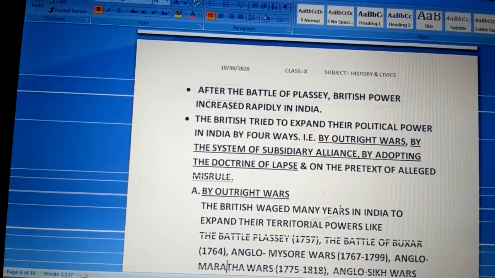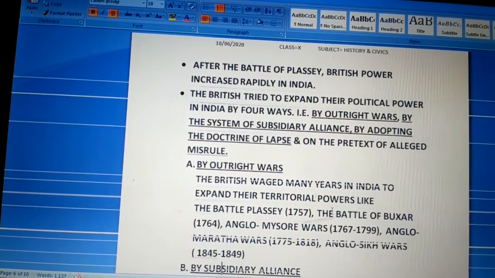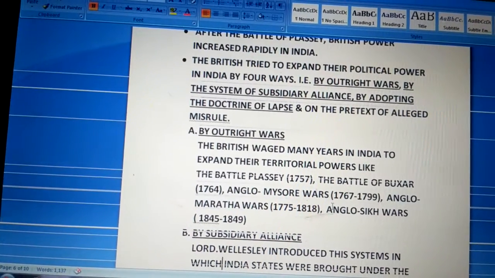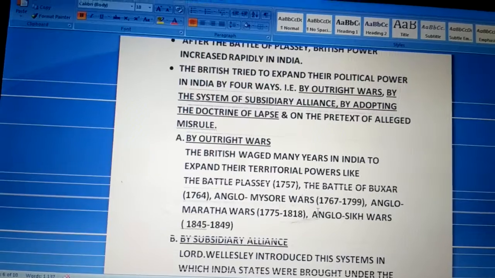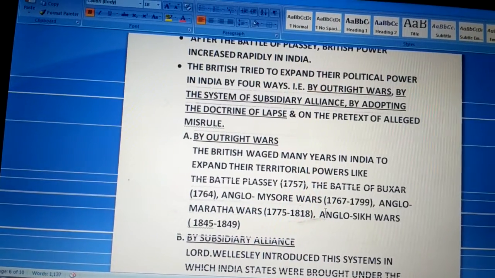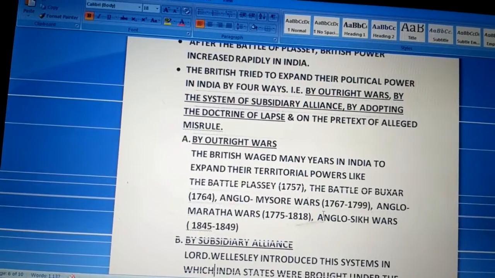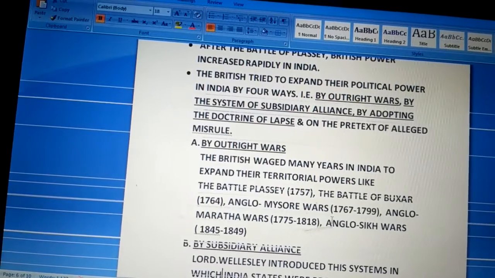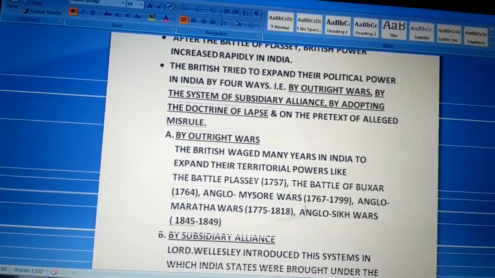So, by outright wars, how did the British try to expand? The British waited many years in India, approximately 200 years, to expand their territorial powers, like the Battle of Plassey and the Battle of Buxar. At that time, look here, 5 battles happened by outright wars.